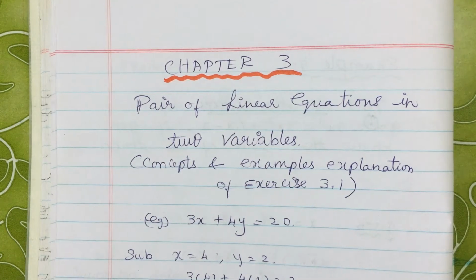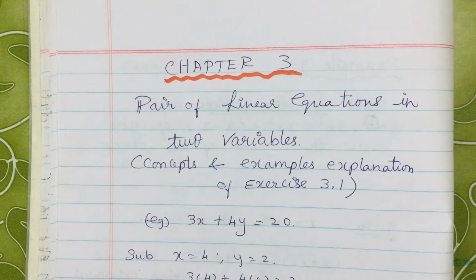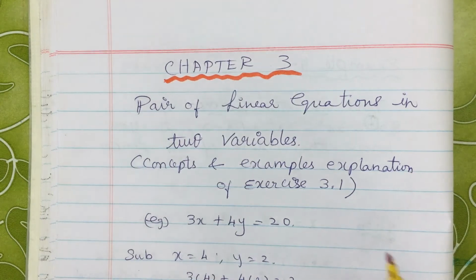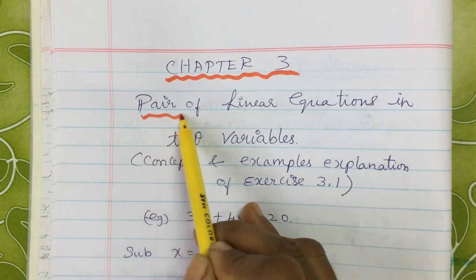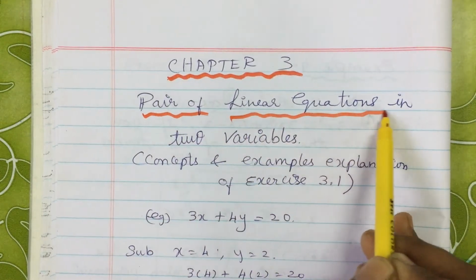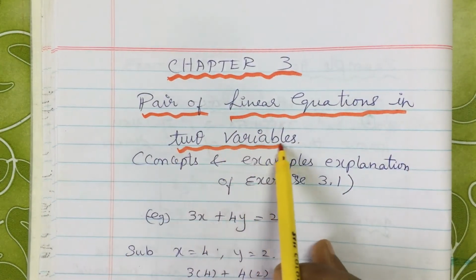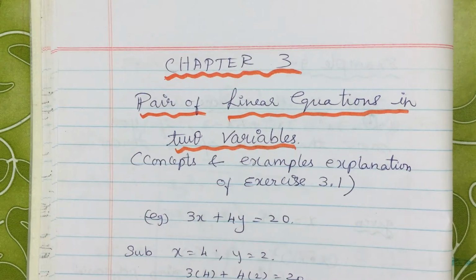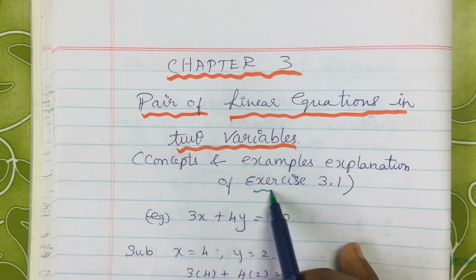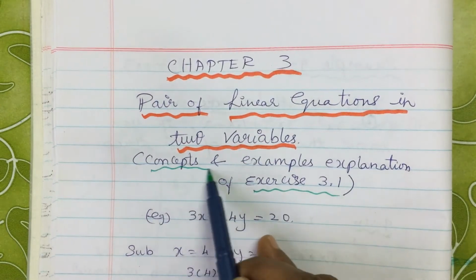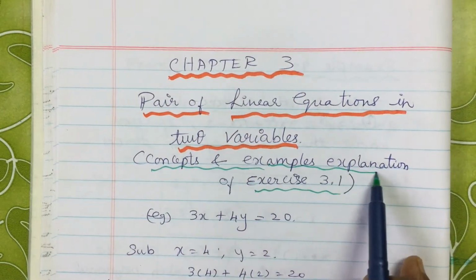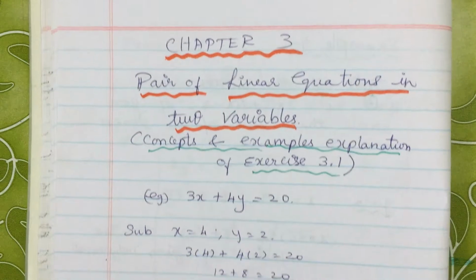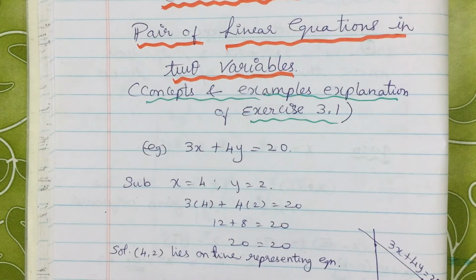Today you are going to learn a new chapter, chapter 3. So in this chapter, what are you going to learn? You are going to learn about the pair of linear equations in two variables, right? So you are going to learn the concepts, examples, and explanations pertaining to your exercise 3.1.